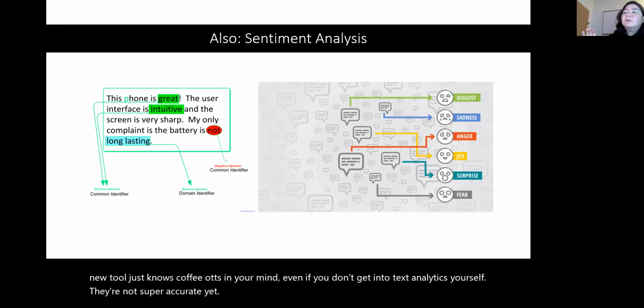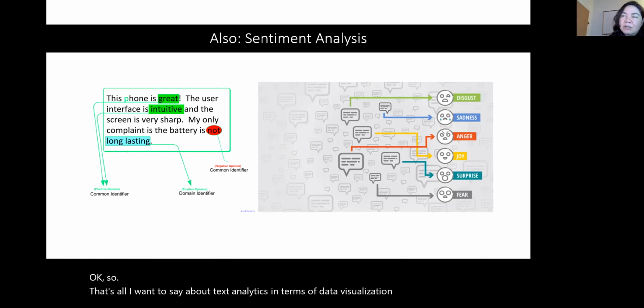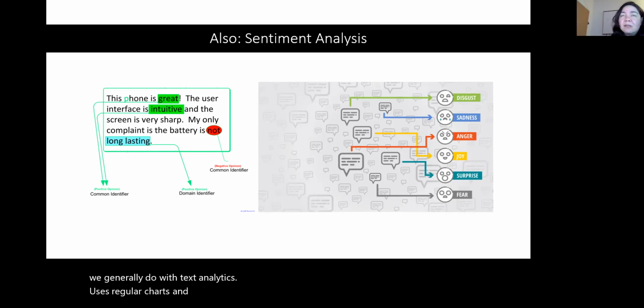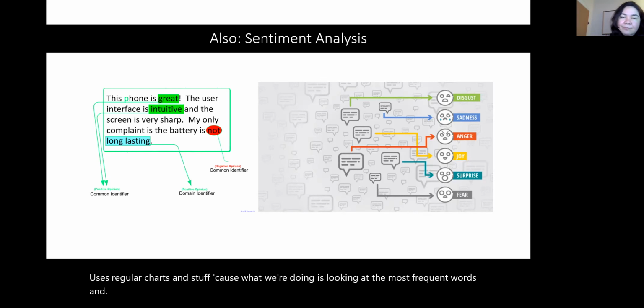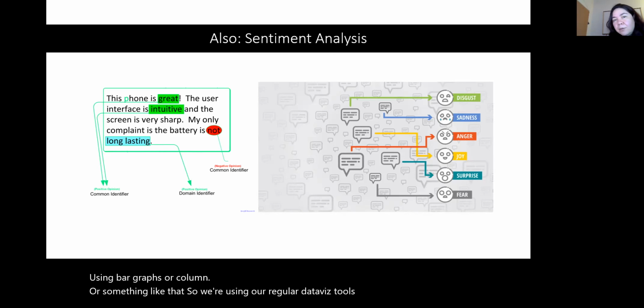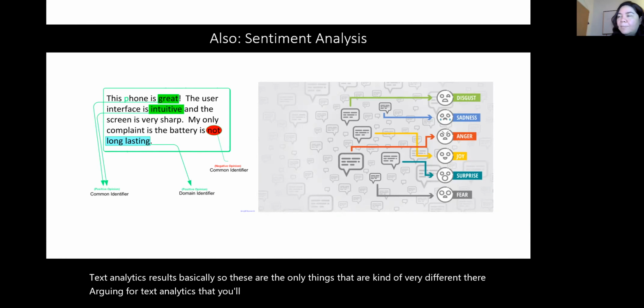Okay, so that's all I want to say about text analytics in terms of data visualization. Everything else that we generally do with text analytics actually uses regular charts, because what we're doing is looking at the most frequent words and using bar graphs or columns or something like that. So we're using our regular data viz tools to show text analytic results, basically. So these are the only things that are unique to text analytics that you'll see very commonly.